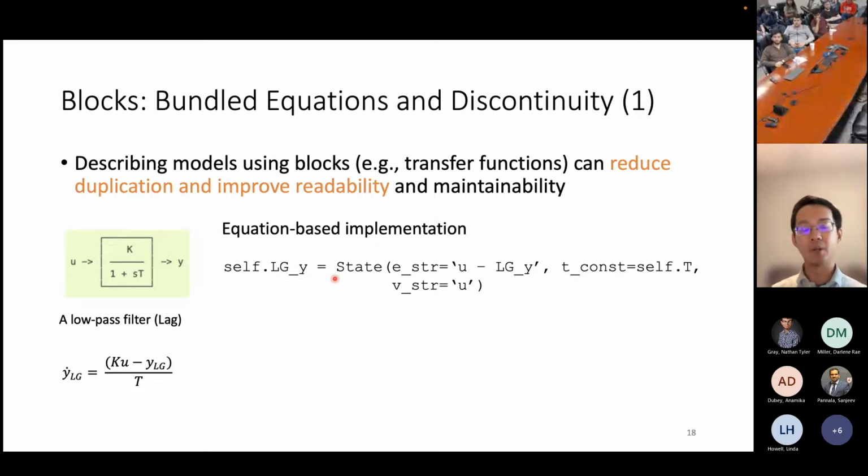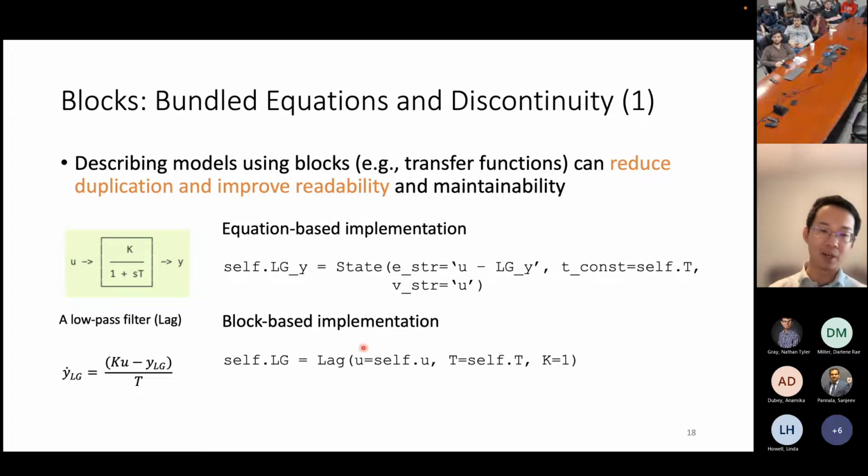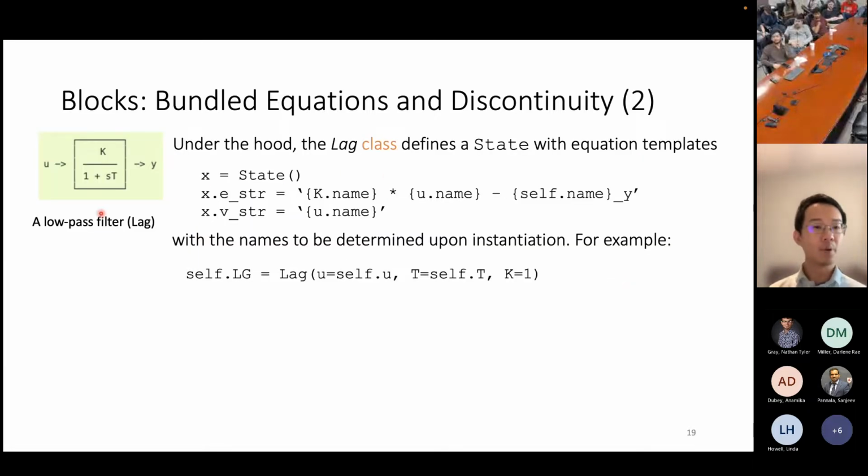This is a variable name. We have a state, which is the right-hand side of the differential equation. So this is not ideal. We want to instead write it like this. So self.lag equals a lag, and the input is self.u, time constant is self.t, and the gain could be 1, right? The bottom is more readable than the upper one. So we provide those bundled equations and discontinuities.